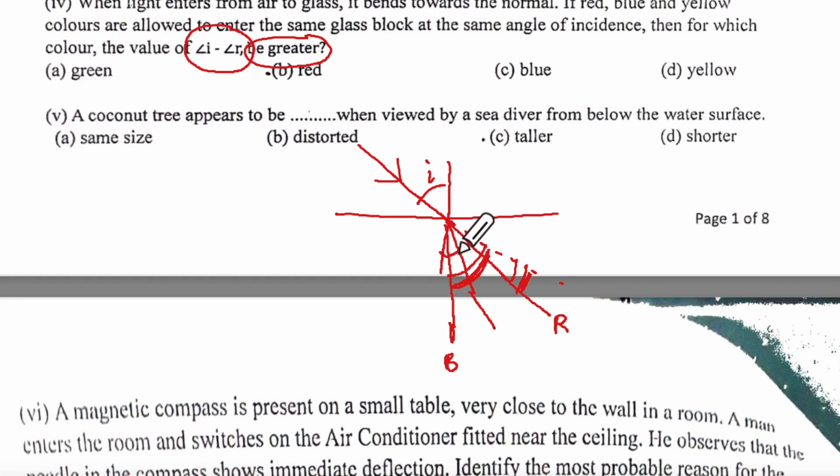This is R for red. Okay, this is R. Angle of refraction is this. So this is I minus R, correct? So for red, it is this much. But for blue, the angle of refraction is here. So I minus R is this for blue.